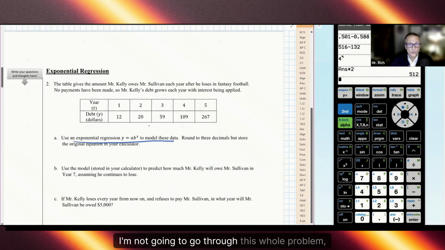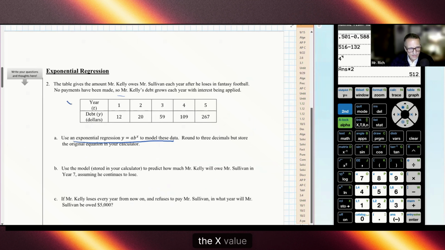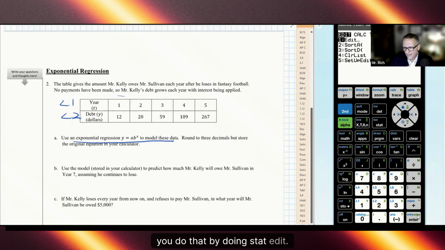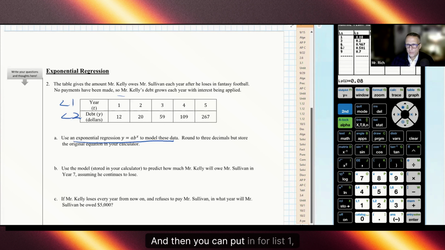Now, I'm not going to go through this whole problem, but I am going to go through the process that you would use. You have to put this data, the X value and the Y value, not Y1 and Y2, but list 1 and list 2 of your TI-84. You do that by doing stat edit, and then you can put in for list 1, 1, 2, 3, 4, 5, and then put in the corresponding Y values for the debt here in list 2. Once you have that in, you do second function quit.